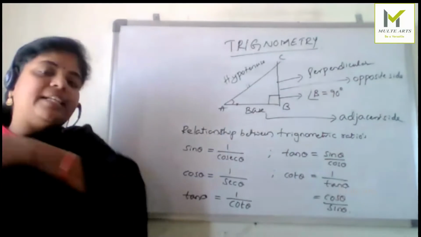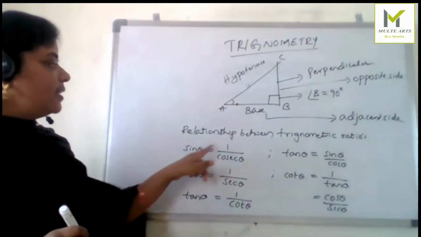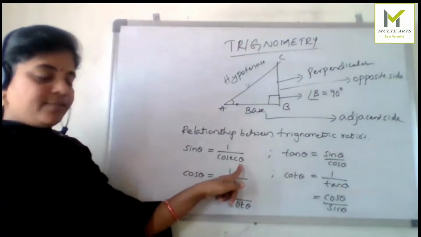And from this we can derive one identity, that is sin theta equal to 1 by cosecant theta, which we have written.